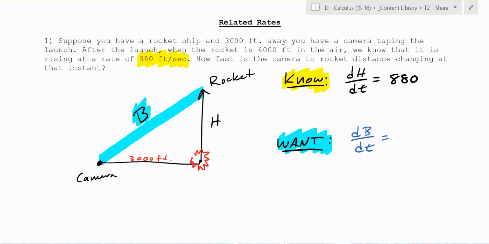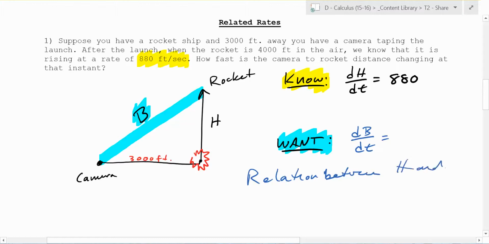If we know dH/dt and we want dB/dt, we need an equation that relates what to what? The b to the h. Yes, we need something that relates h and b. We want a relationship between h and b, because if we get the relationship between h and b, we can take the derivative of that.